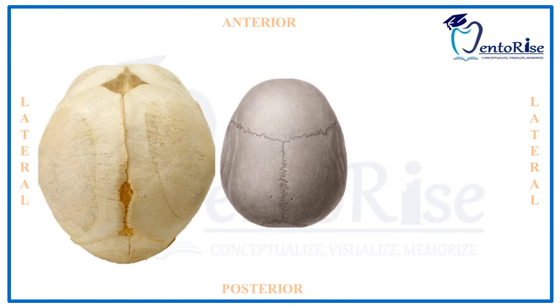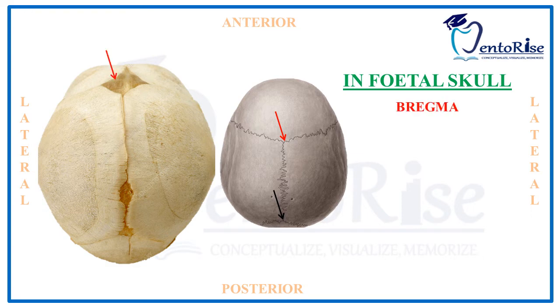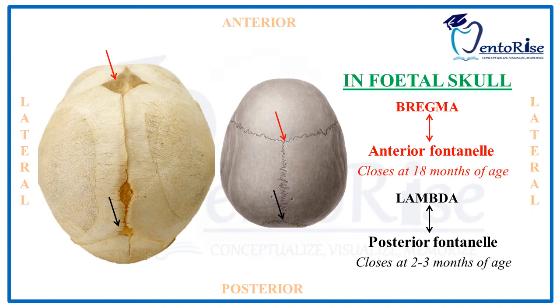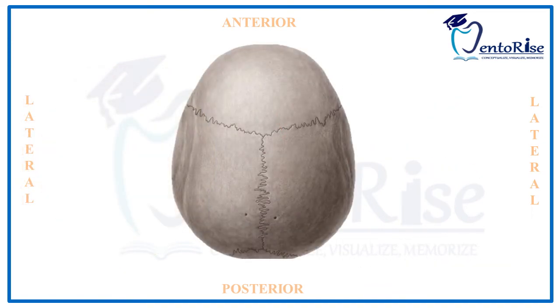When we talk particularly about norma verticalis in the fetal skull, a membranous gap is present at bregma and lambda, which allows the growth of the brain and then fuses at a particular age. At bregma, this membranous gap is called the anterior fontanelle and it closes at 18 months of age. At lambda, this membranous gap is called the posterior fontanelle and it closes at 2 to 3 months of age. Till now we discussed some major points which are studied in norma verticalis.